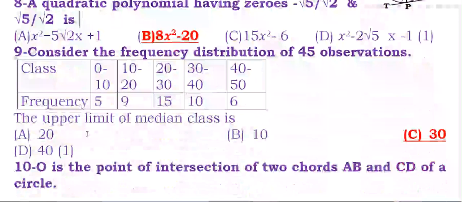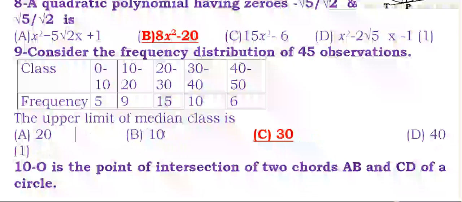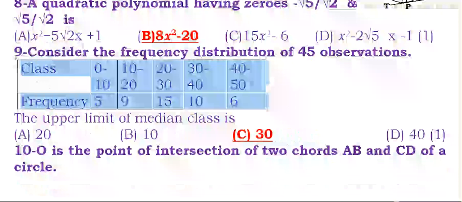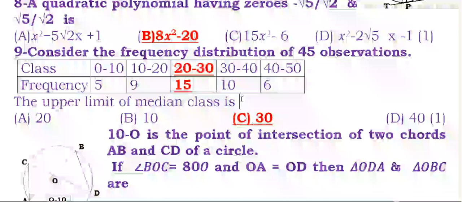Consider the frequency table, the upper limit of the median class. The median class will be calculated by knowing the cumulative frequency in this table. The cumulative frequency will be 5, 9, 14, 15, 29, 45, and half of 45 will be 22.5. It will be in the 20-30 group, and it is the median group. So the upper limit is 30.